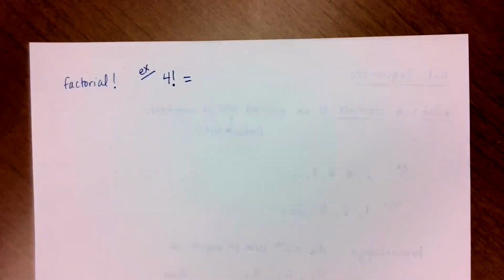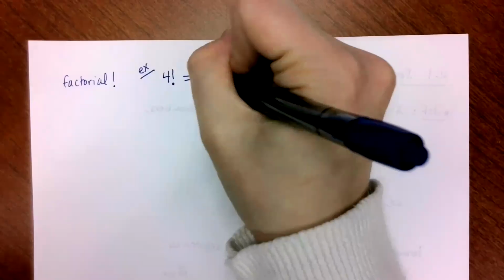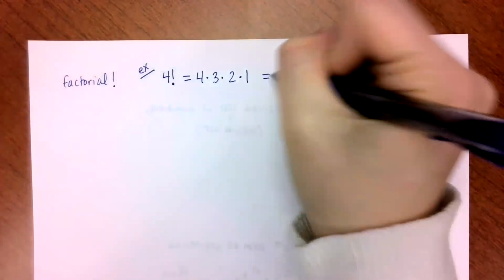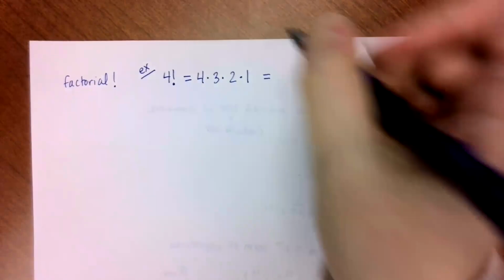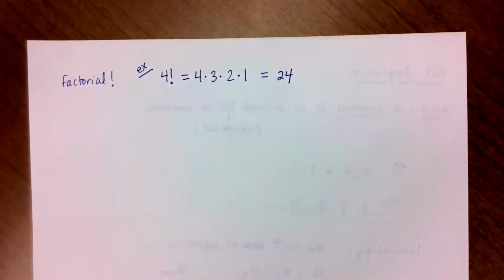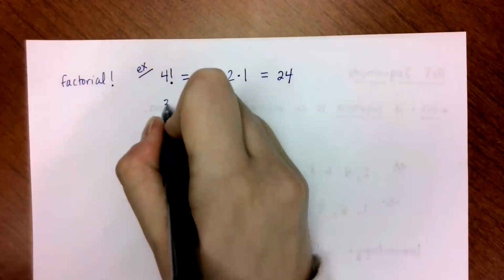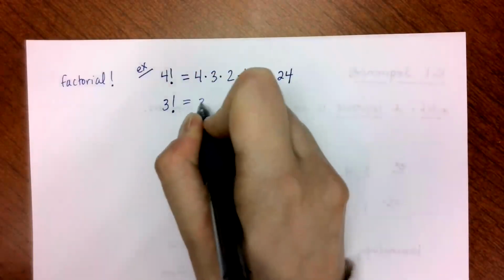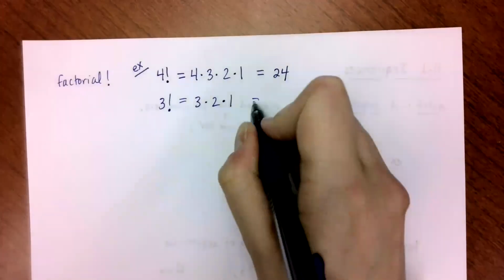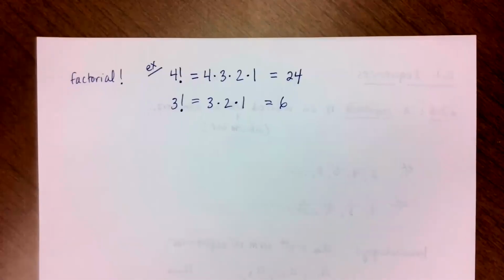Okay, so for example, 4 factorial is something that we can compute. What this means is 4 times 3 times 2 times 1. So that would be 12 times 2 is 24. So 4 factorial is equal to 24. If you did 3 factorial, you start with the 3 and then you multiply and count down until you get 1. So 3 factorial is 6.